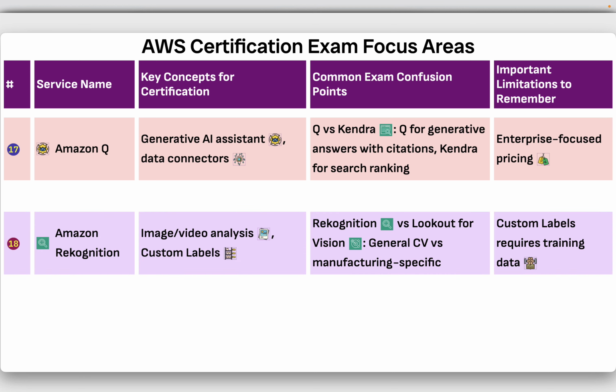Next service is Amazon Rekognition. Key concept for certification is image and video analysis and custom labels. Common exam confusion points are Rekognition versus Lookout for Vision. So this is general computer vision versus Lookout, which is manufacturing specific. Important limitations to remember that custom labels requires training data.